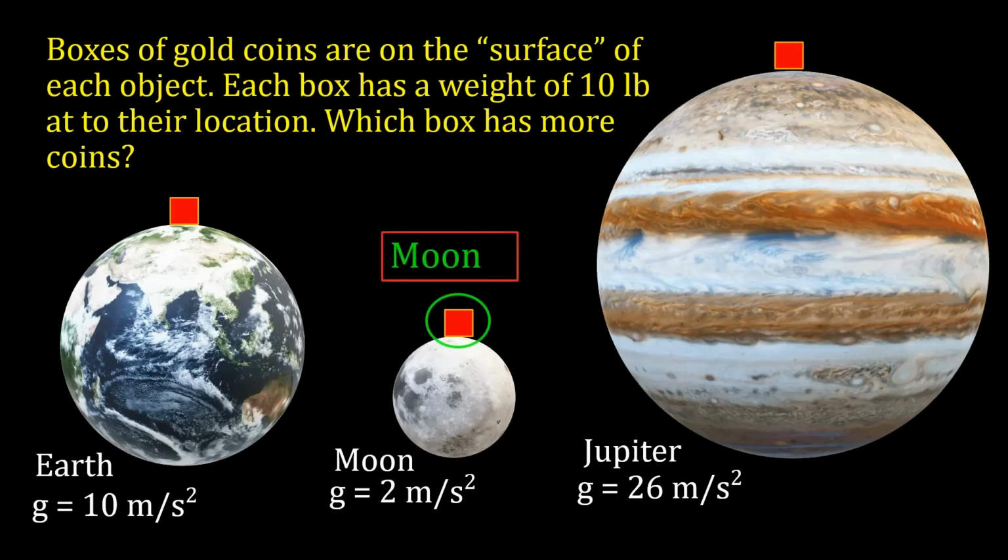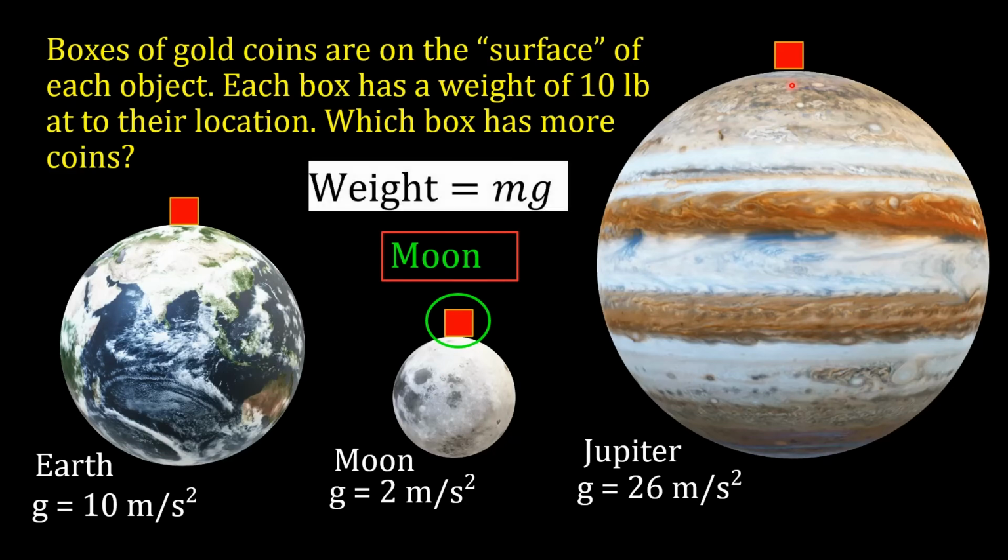So to answer this, the Moon would be the location for the most amount of coins. Like if you were given a choice, which box do you want to pick, you definitely pick the one on the Moon. Remember that weight is mass times the acceleration due to gravity. If I have a fixed amount of weight, then this side of the equation is fixed. The bigger g is, the smaller the mass is going to be to give us that fixed amount. So we want g to be the smallest to give us the biggest mass. So the Moon would be the best option.